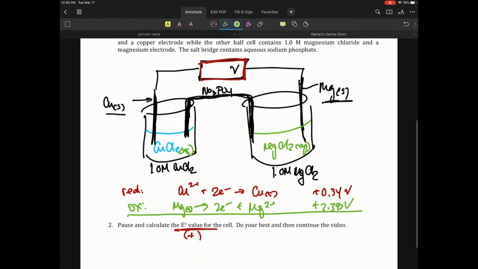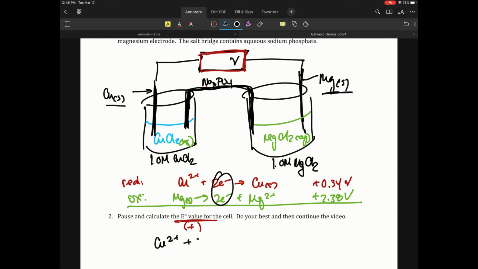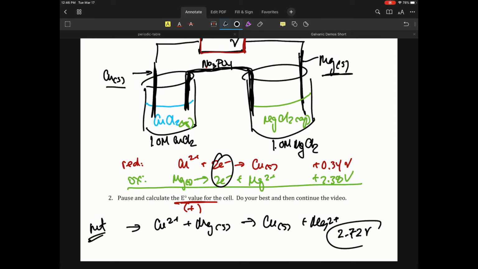And then if I wanted to get my full reaction, we would first have to make sure our electrons are balanced, which they actually are. So my overall reaction is going to be Cu2+ plus Mg solid gives us Cu solid plus Mg2+. And the overall voltage is going to be the sum of those things, which would be 2.72 volts, okay? Does that make sense? Which means that copper is being reduced, magnesium is being oxidized, and this is our net reaction that occurs. Yes? Good? All right, and this is my overall voltage.